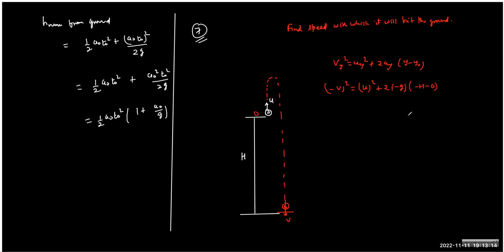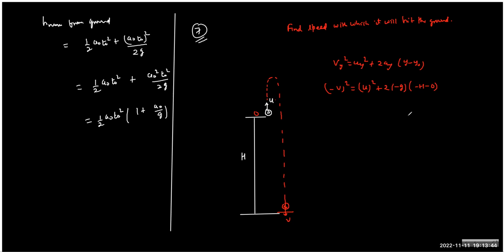So why would we take minus V? Because the direction of velocity is in the downward direction. And Vy means the velocity in the y direction. So is V in the y direction or opposite of y? Opposite. We put minus. Clear now? Yes, sir.